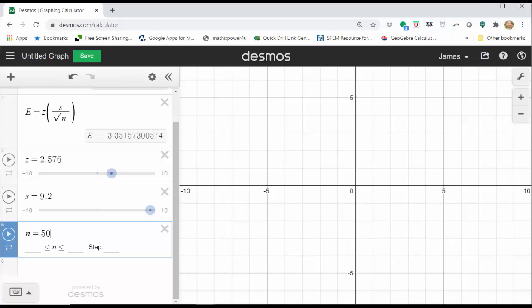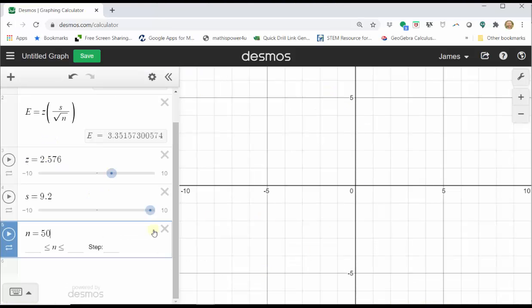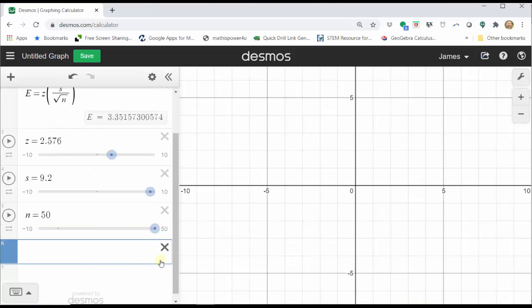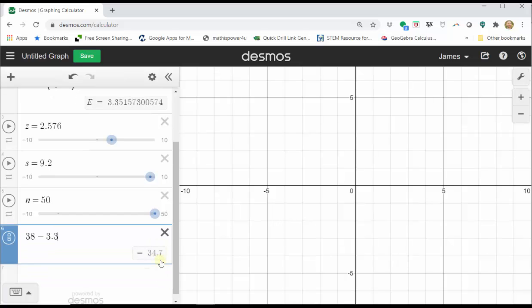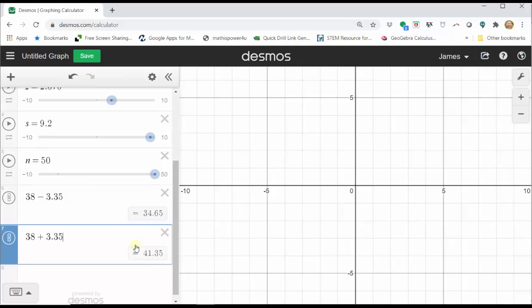So going back to our work, to find the lower and upper bounds of the 99% confidence interval, we take the sample mean of 38 and we add and subtract 3.35. Let's go back to Desmos and determine the calculations. Going to cell 6, we enter 38 minus 3.35, which gives us 34.65, and then we have 38 plus 3.35, which gives us 41.35.